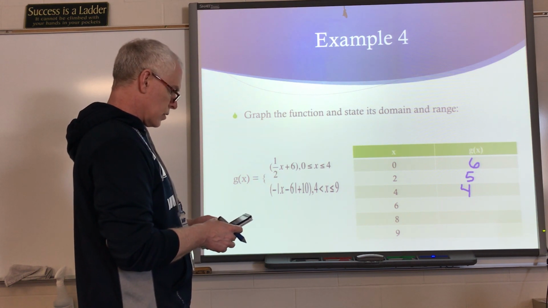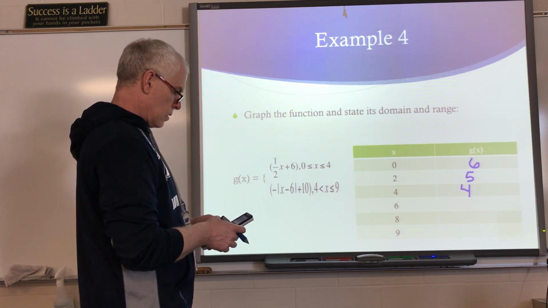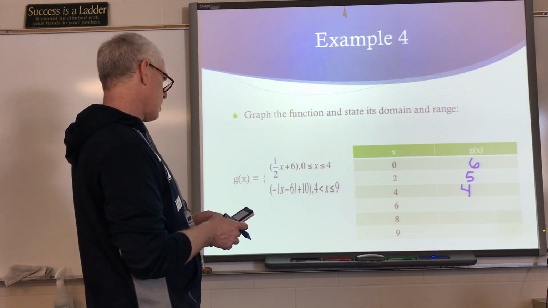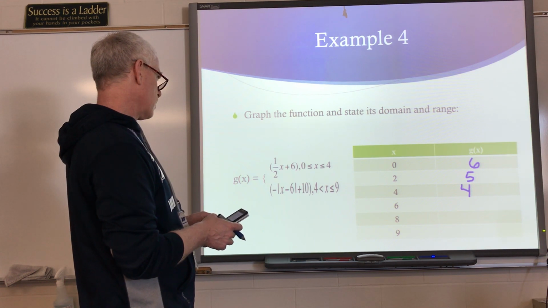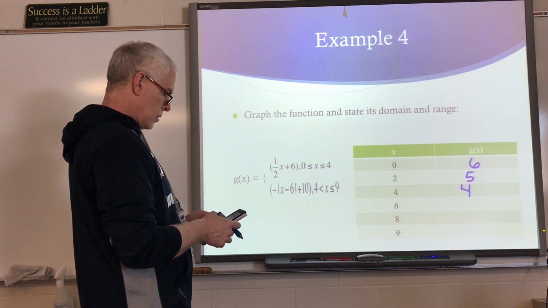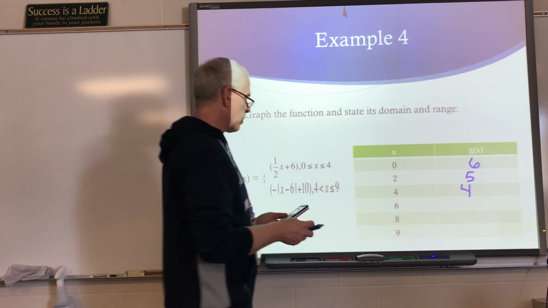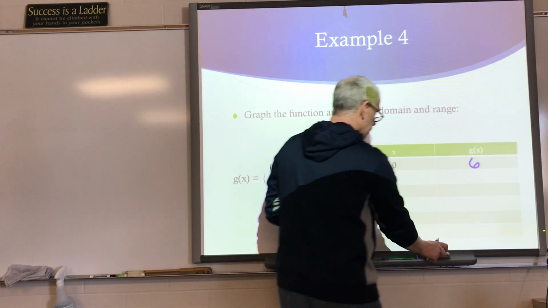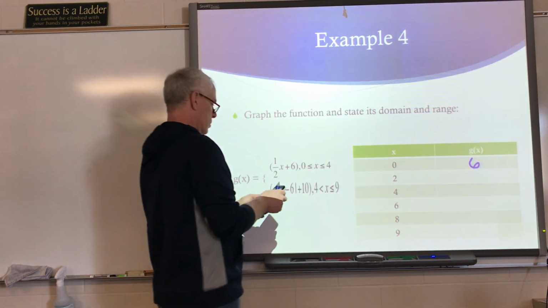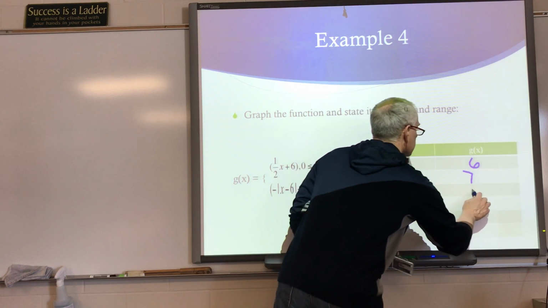All right, give me 1 second, you guys. Okay, I had something typed in my calculator wrong. Give me 1 second. All right, so here's what you should get. At 2, half of 2 plus 6 is 7. Half of 4 plus 6 is 8.